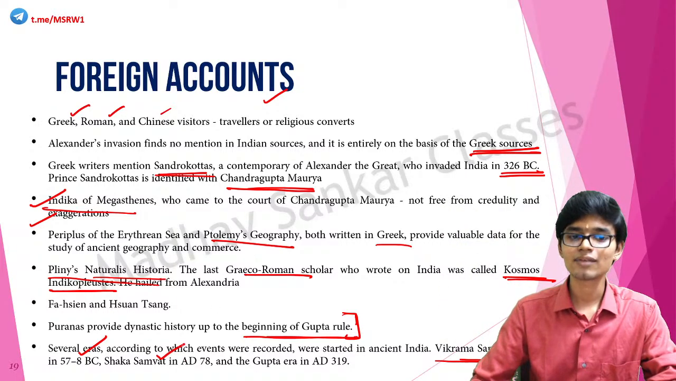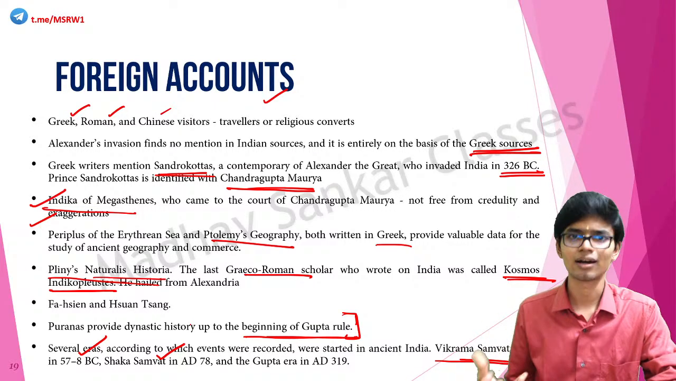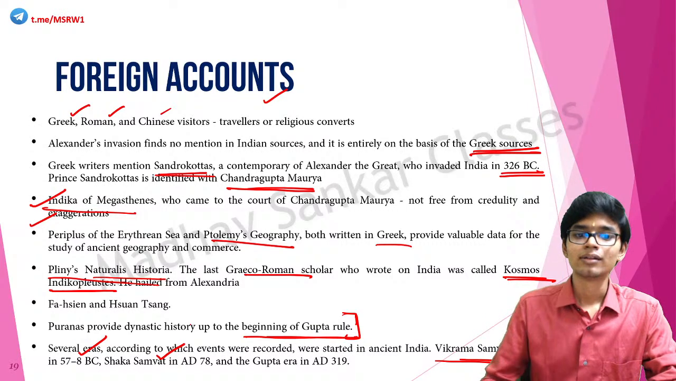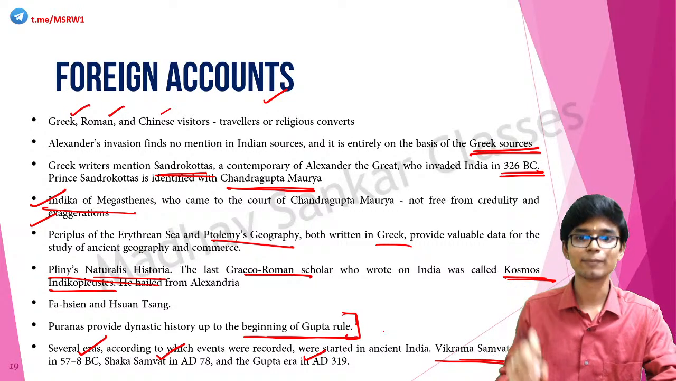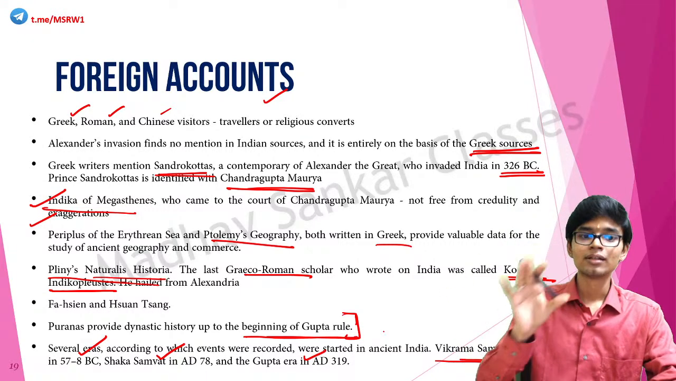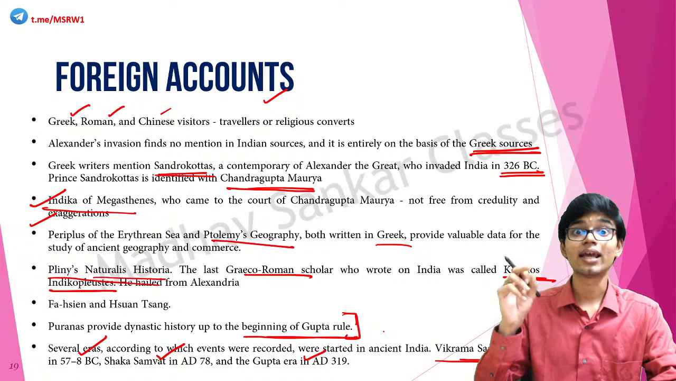Then we have the Shaka Samvat, which started in AD 78. The Shaka era starts in the 78th year of Anno Domini. Then you have the Gupta era, which started in AD 319. So please be very careful about these years, very important. Vikrama Samvat started in 57 to 58 BC. It is the oldest among all the three. Then Shaka Samvat or the Shaka era, which started in 78 AD.